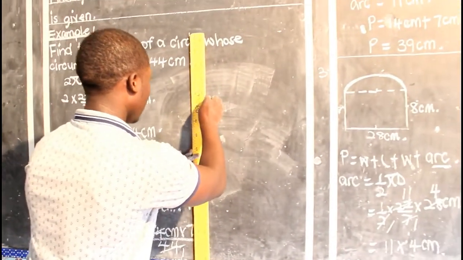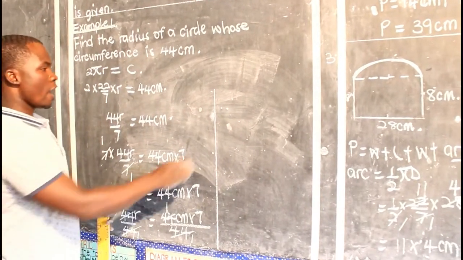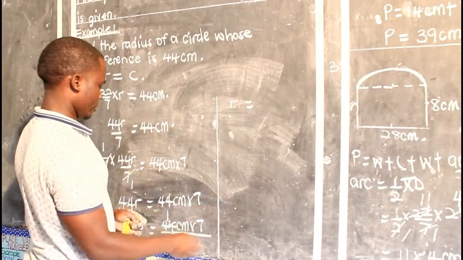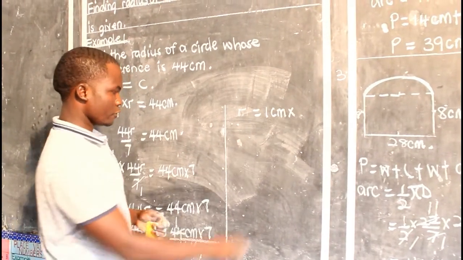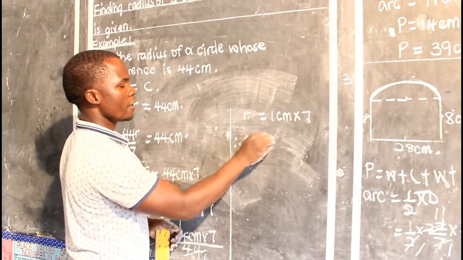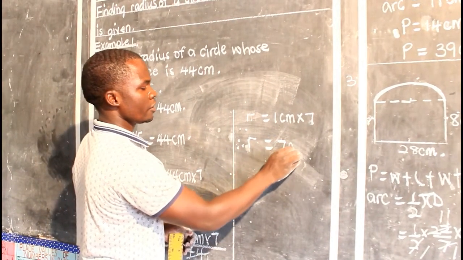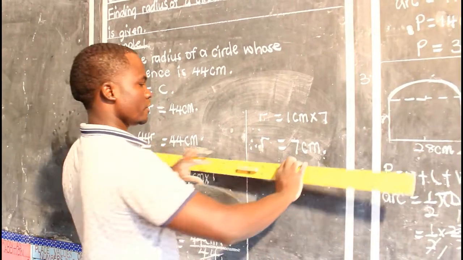Come here and say r equals 1 centimeter times 7, and therefore r equals 7 centimeters. This is our radius.